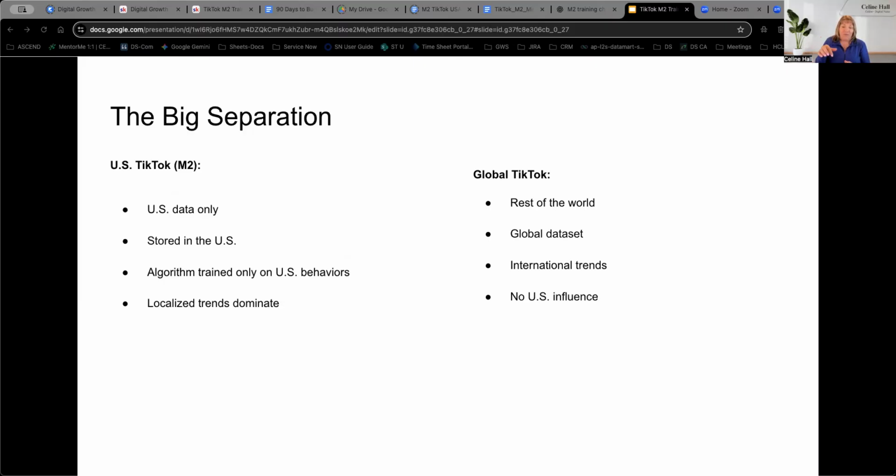Global data is not feeding the US. There's no crossover. It's like a big brick wall, separate servers, no data is crossing. Those servers will not be talking to each other. That's really important that you guys know that. So this creates a wall between the two ecosystems. What happens in the US stays in the US, and what happens globally stays globally.